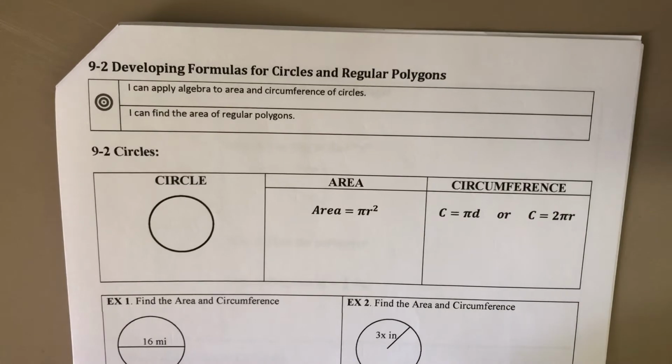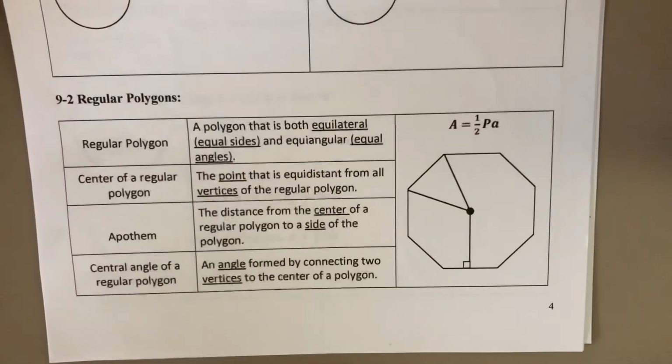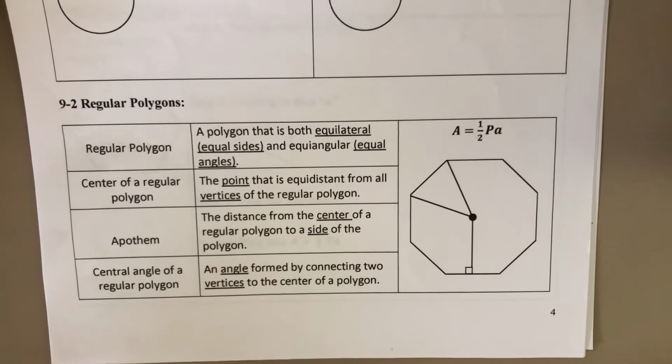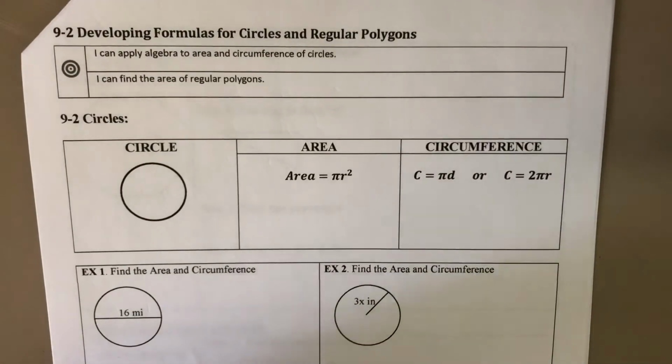So we're going to be looking at area and circumference for circles. And then we're also in Section 2, going to be looking at the introduction to regular polygons and finding those. And then we'll see some more examples in a later video. But let's just look at circles for now.